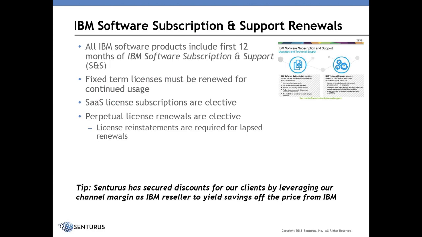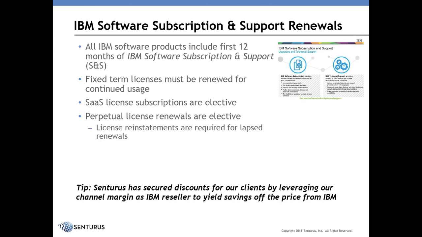So now I'm going to shift gears here and talk about the IBM Software Subscription Renewals. Many of you are probably familiar with this program, which most vendors refer to as annual software maintenance, or S&S in the IBM world. By their very nature, the fixed-term licenses must be renewed for continued usage, and the SaaS-based license subscriptions must be renewed to maintain the cloud environment. However, the perpetual licenses are elective, and clients are able to continue to leverage products without S&S coverage.